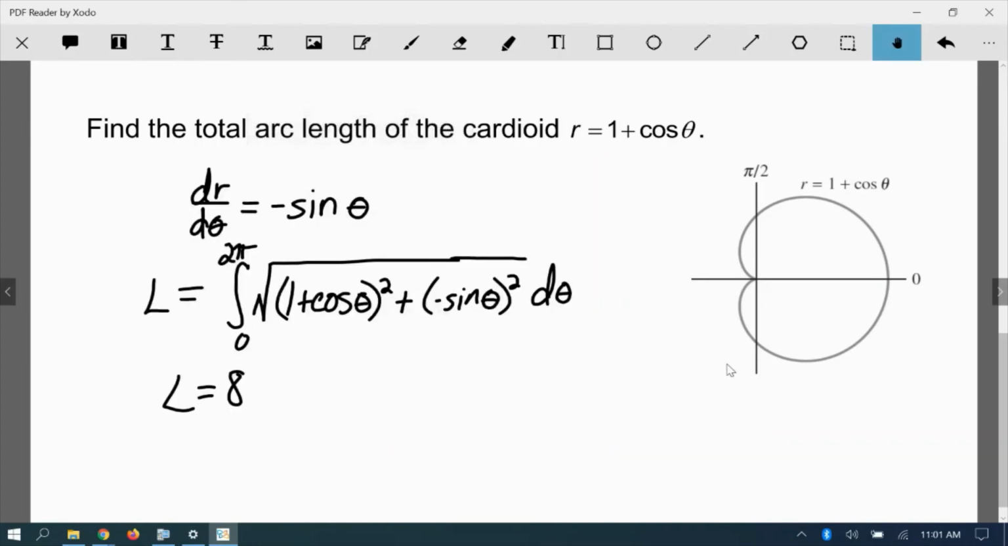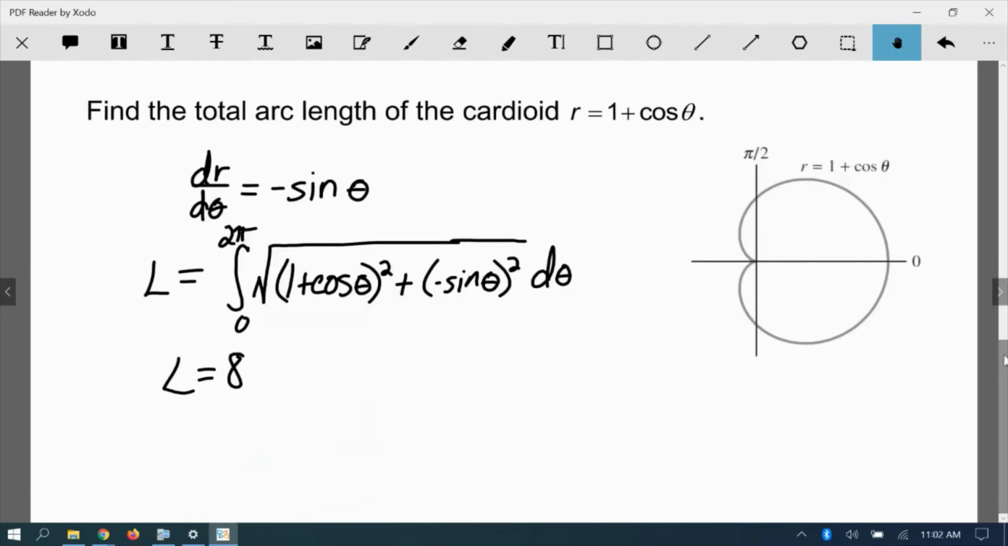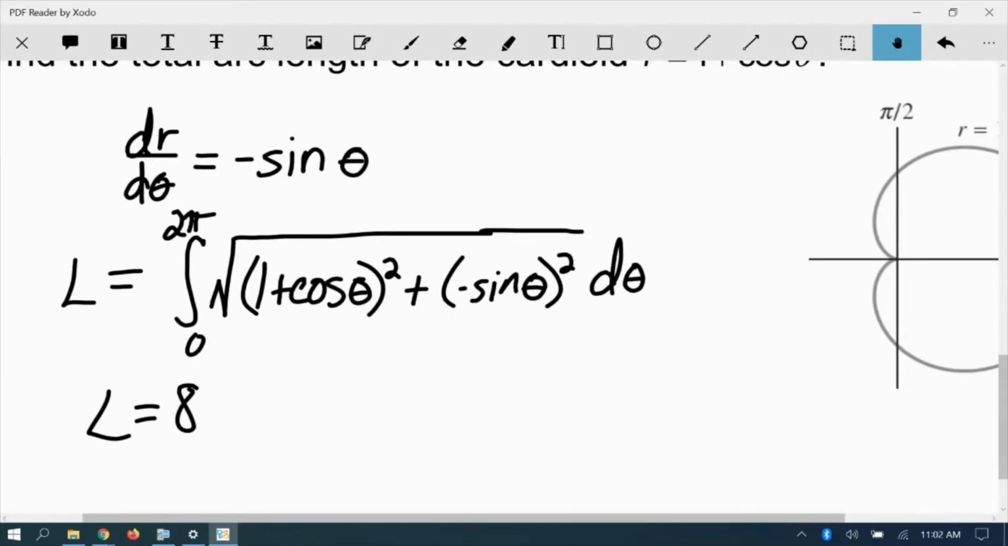Okay, so here's what you should have come up with. dr d theta is negative sine theta, so that's what I used in my setup. So for my overall length, remember we're going to use the integral from a to b of the square root of r squared plus dr d theta squared. So that's the setup that I used over here. And you can see that I've got my r squared, 1 plus cosine theta squared, and then my dr d theta squared, negative sine squared. And I just plugged this into the calculator.